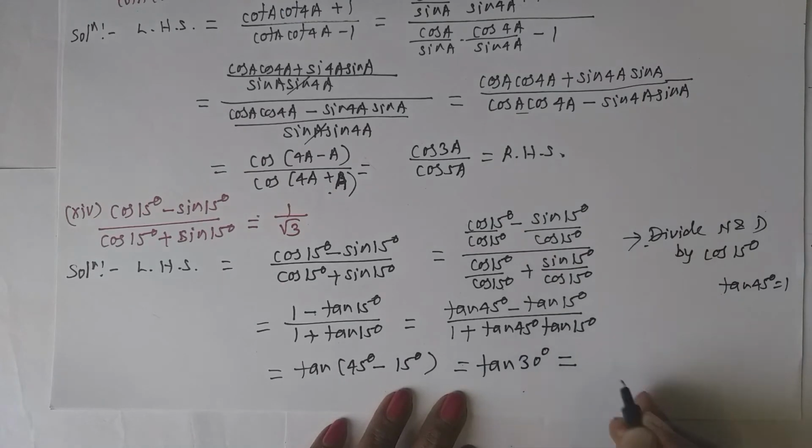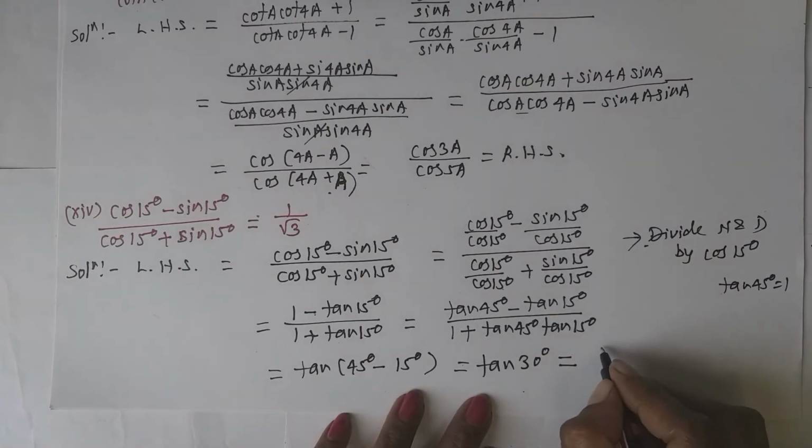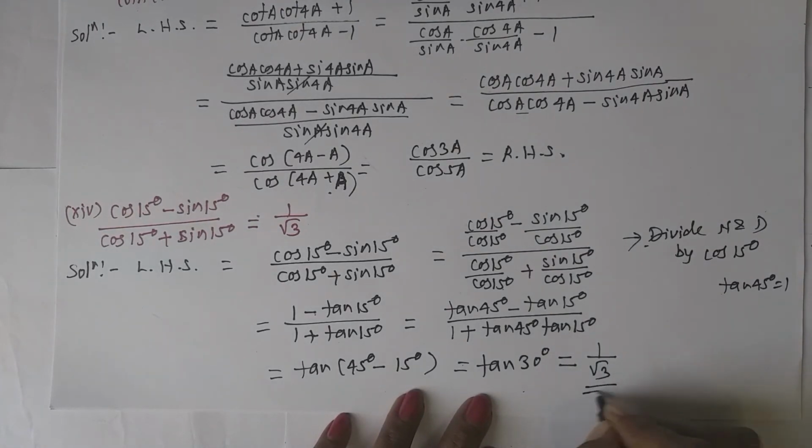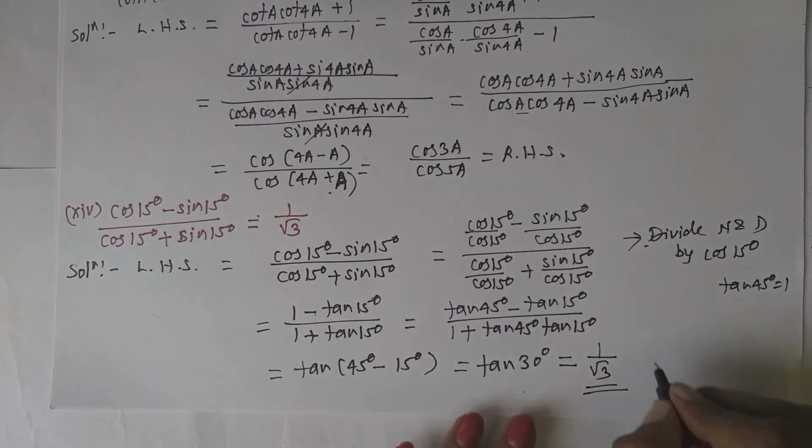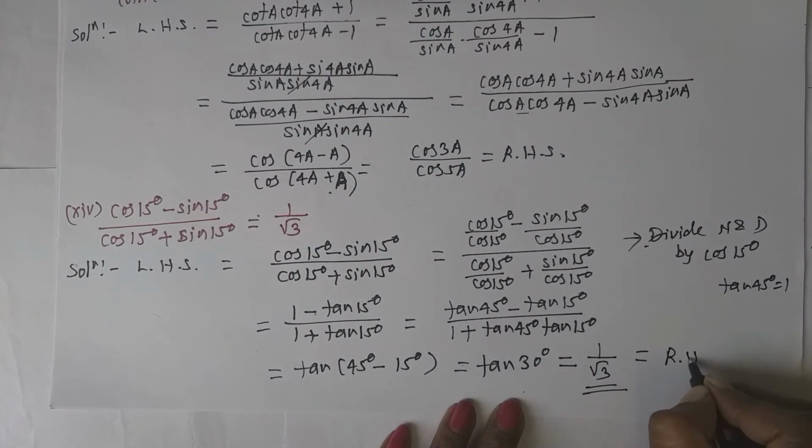45 minus 15 means tan 30 degree. And what is the value of tan 30 from the table? It is 1 upon root 3, and in this way we have got the right hand side.